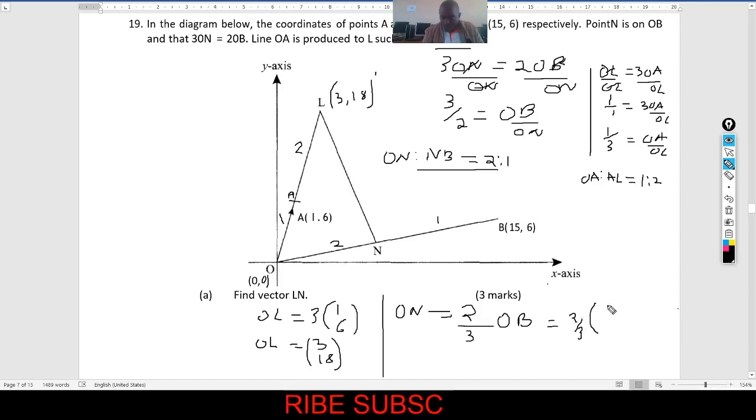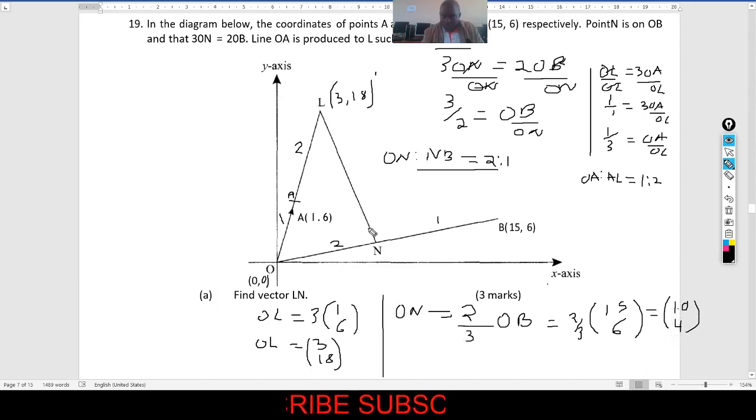OB is 15/6. You have the column vector. So 2 over 3 times 15, 5 times 2 is 10. And 2 over 3 times 6 is 4. So we have ON is 10/4.